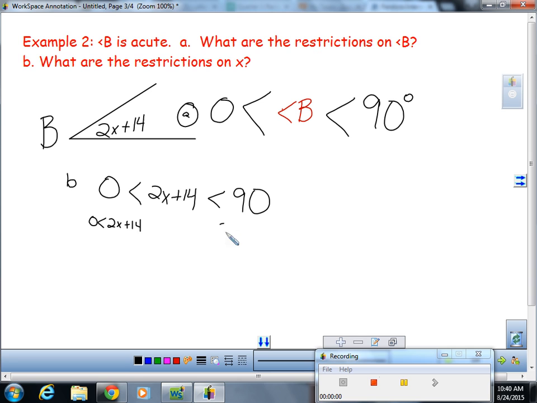And it also has to be bigger, or sorry, less than 90. We just solved this inequality twice. So subtract 14. You get negative 14 is less than 2x. Divide each side by 2. So we know x has to be bigger than negative 7. Okay?